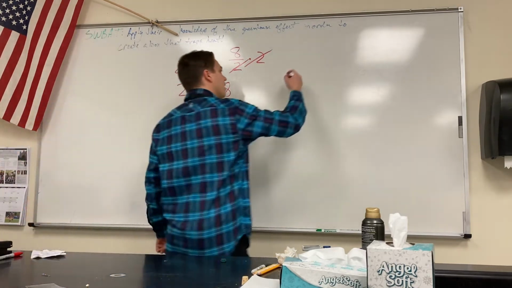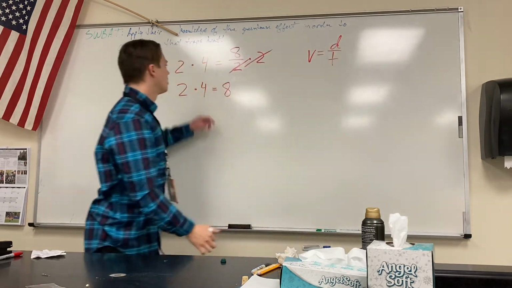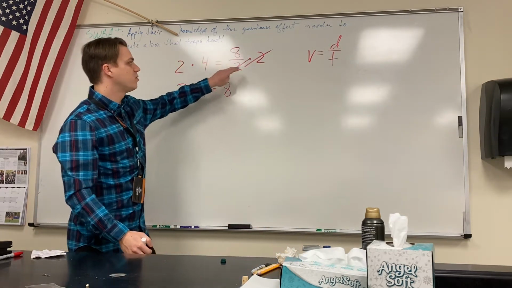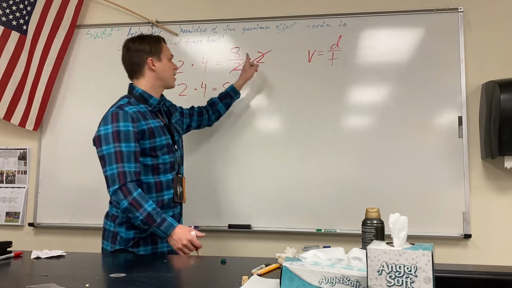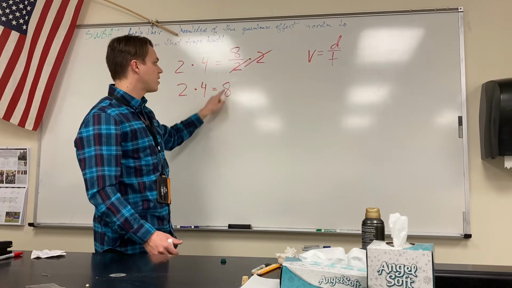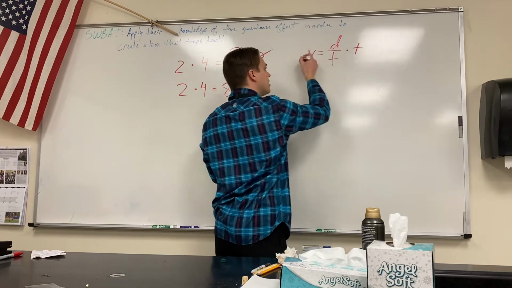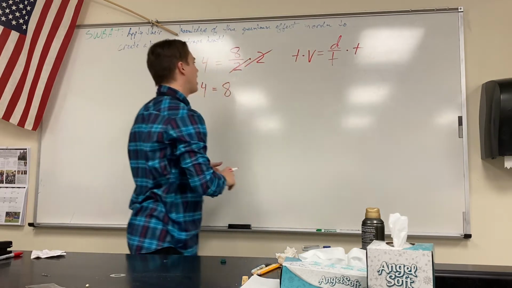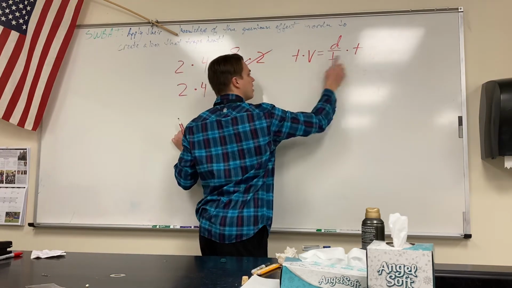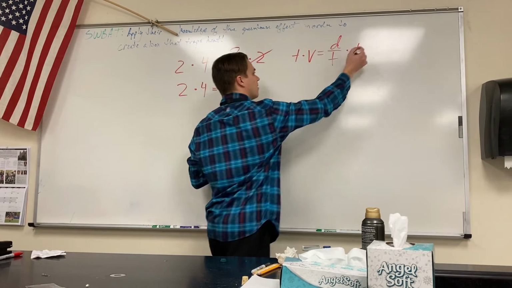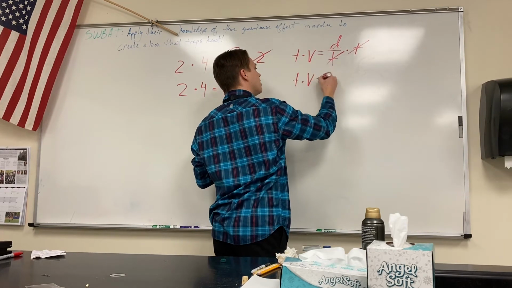Just like how we had 4 equals 8 over 2, if we have v equals d over t and we want d to be alone, just like how we wanted 8 to be alone, we have divided by t, so we need to multiply by t on both sides. Just like how we multiplied by 2 on both sides, we multiply by t on both sides because we divide by t. If we cancel those out, we have t multiplied by v equals d.